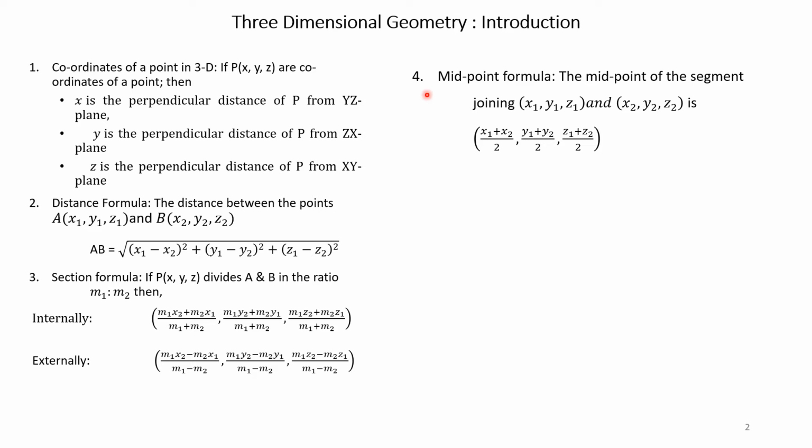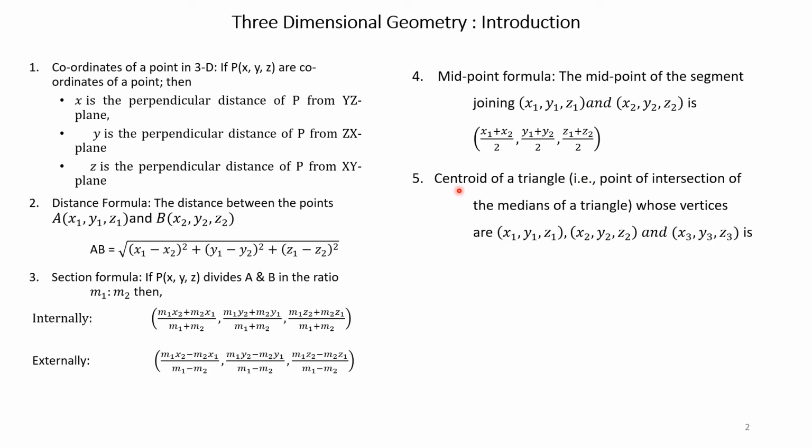Point number 4, midpoint formula. The midpoint of a line segment joining (x1, y1, z1) and (x2, y2, z2) is given by (x1 plus x2) divided by 2, comma (y1 plus y2) divided by 2, comma (z1 plus z2) divided by 2. All these explanations and descriptions we have studied in our previous classes.